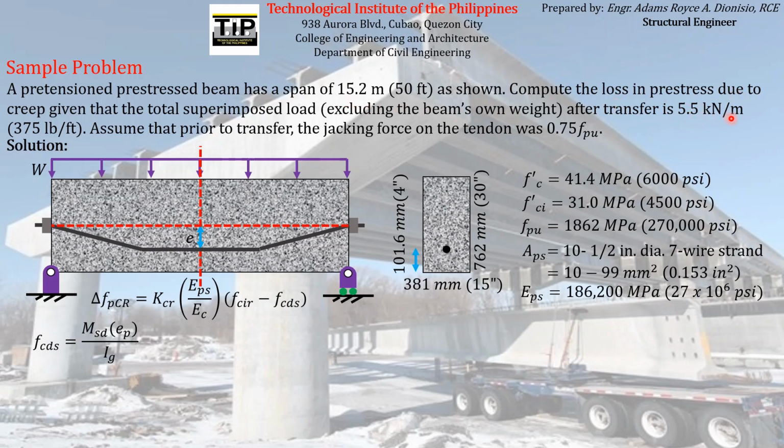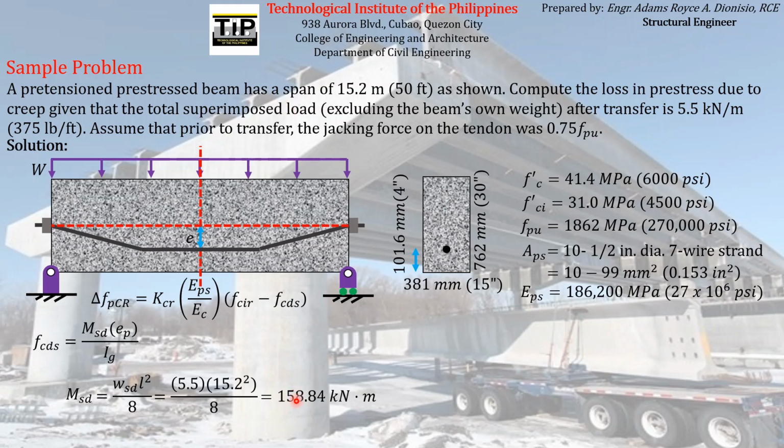So the 5.5 kilonewton per meter given here is actually the total superimposed load only, excluding the self weight of the concrete member. So we can just use that directly on finding this moment here. So again, the moment at midspan for a simply supported beam is equal to WL squared over 8. And we just have to use the magnitude of WSD to find MSD, which is just equal to 5.5 kilonewton per meter, which is given on the problem. Length is also given, 15.2. So computing those, we will have this moment due to the total superimposed load only.